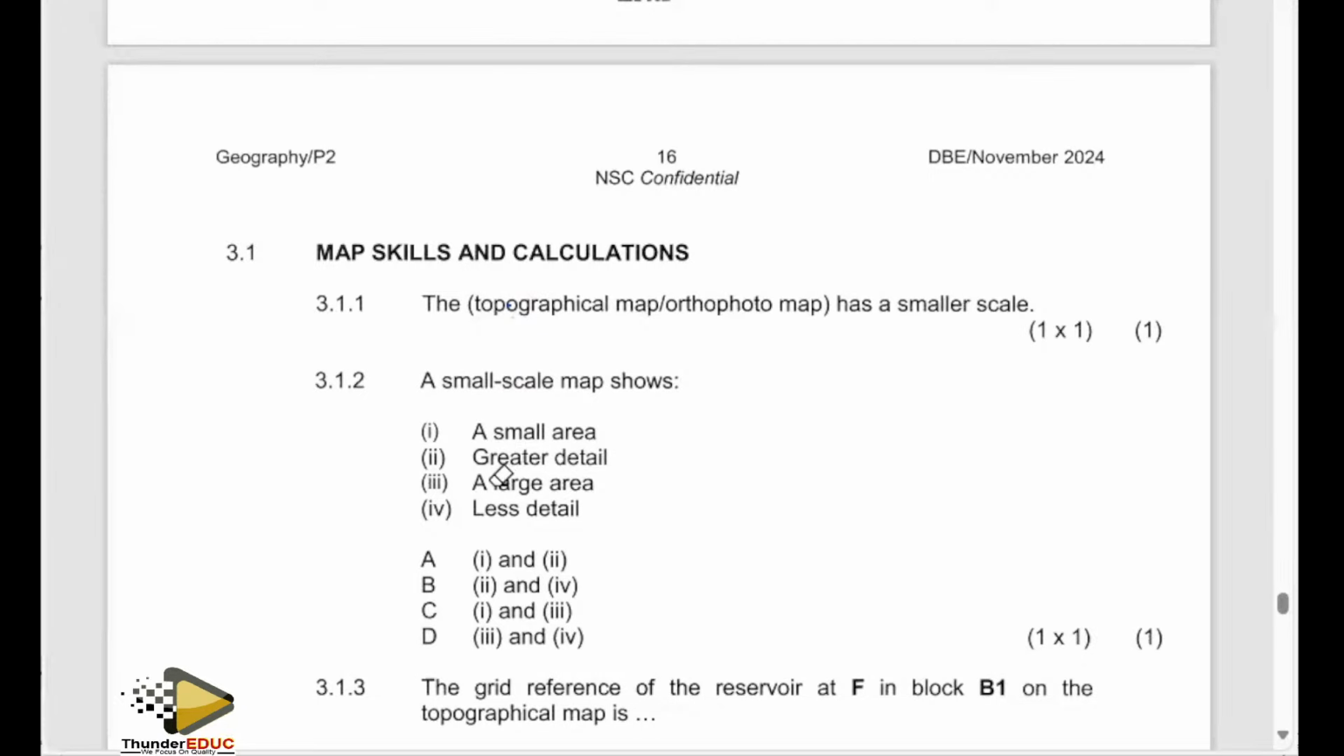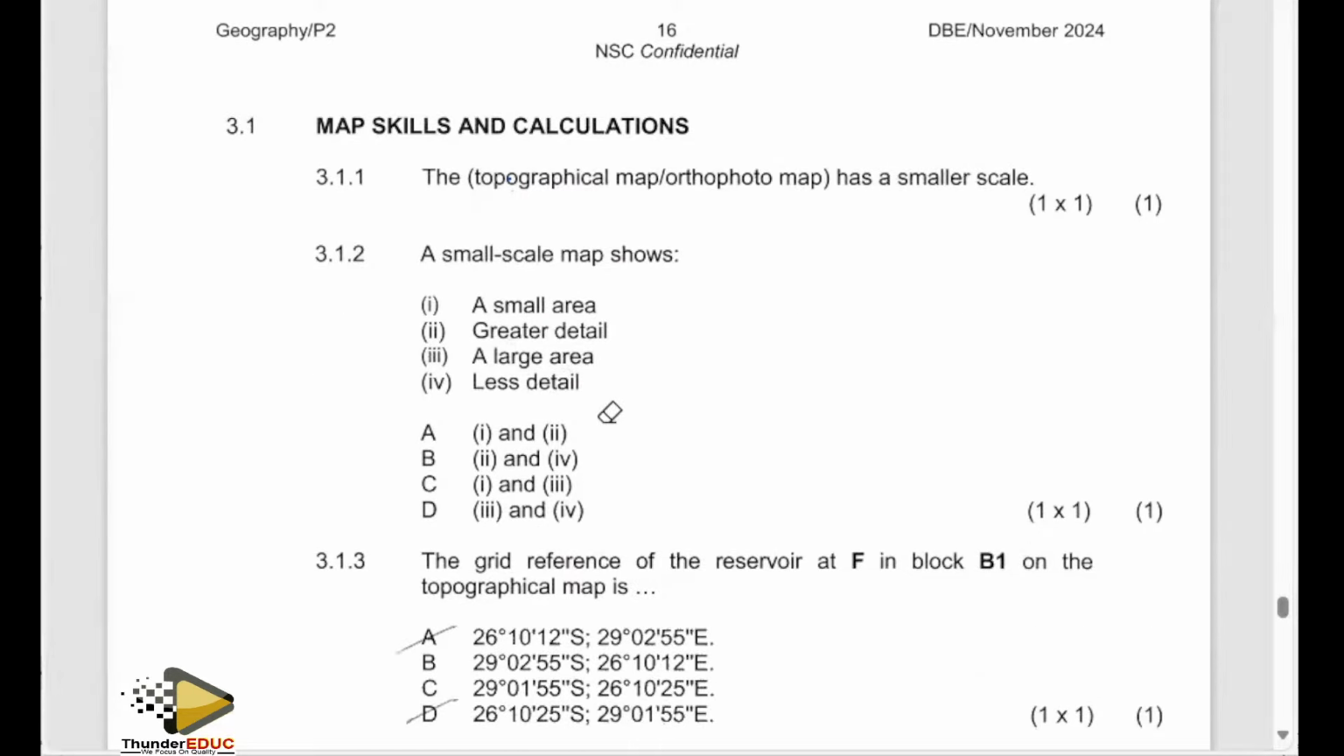A small scale map shows what? A small scale map like a topographic map. It shows a small area. That is wrong. A small scale map shows a wide area. It shows greater detail. That is wrong. Some information is left out because of the area coverage. So those two responses are wrong. So the correct response is item number 3. It covers a large area. That is correct. And it shows less detail. So we want a response which has got item 3 and item 4. So the correct response for that question definitely is response item D. That is the correct response.